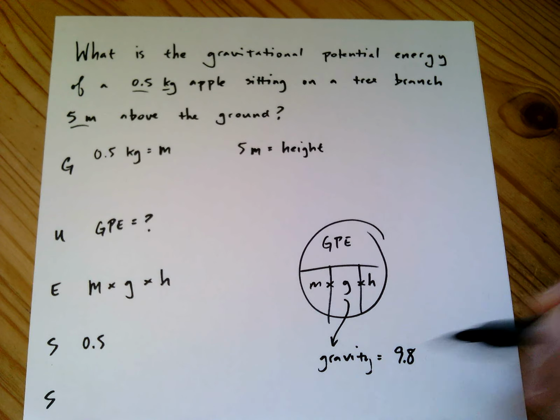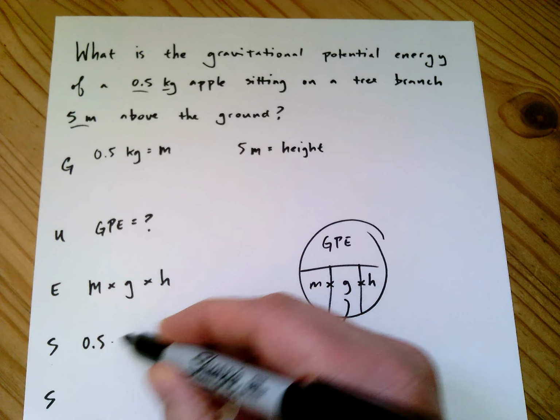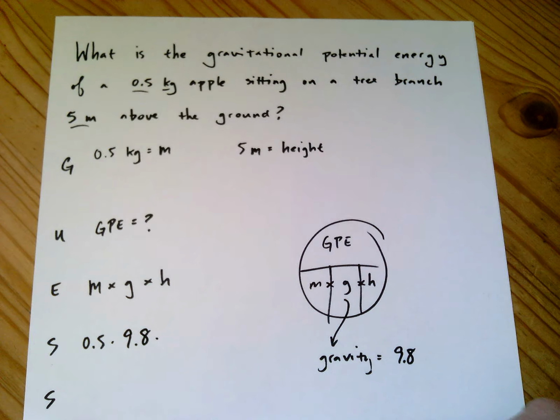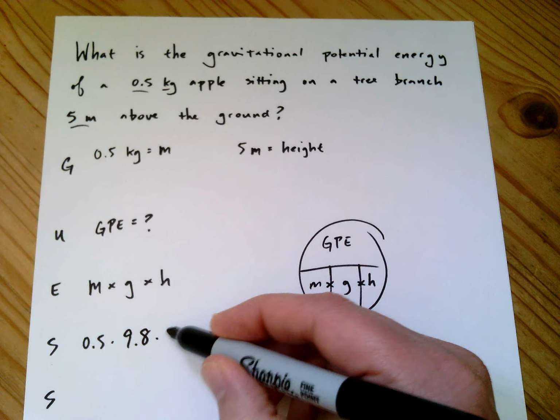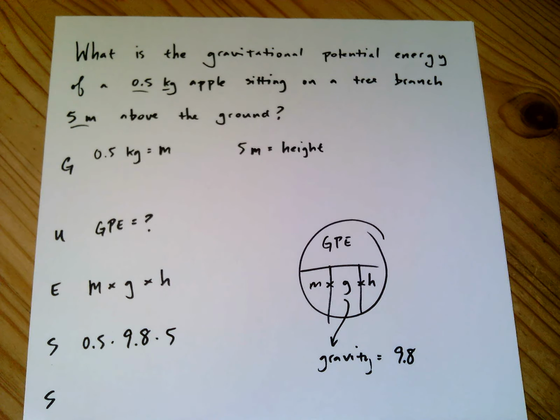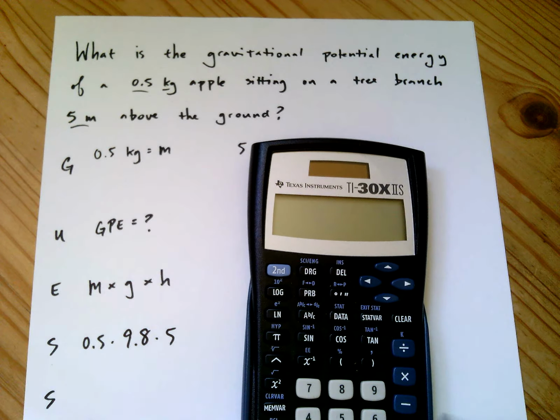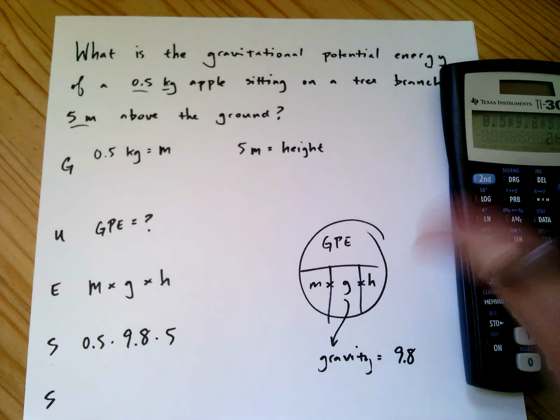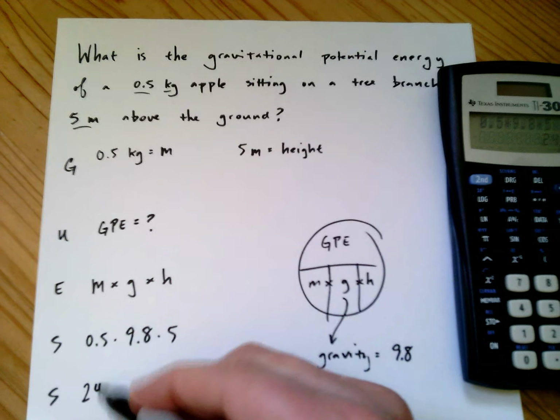So I'm going to put 0.5 for my mass times 9.8 times my height, 5 meters. Here's where a calculator can be handy. So I'm going to plug in 0.5 times 9.8 times 5. And the answer the calculator gives me, 24.5. That's what goes into our final spot for the solution, and we're nearly done.